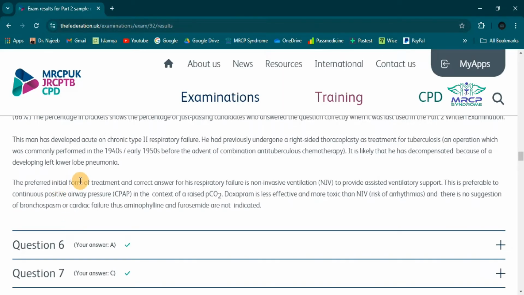The preferred initial form of treatment and correct answer for his respiratory failure is non-invasive ventilation to provide assisted ventilatory support. This is preferable to CPAP in the context of a raised PCO2. Doxapram is less effective and more toxic than NIV due to the risk of arrhythmia. There is no suggestion of bronchospasm or cardiac failure, so aminophylline and furosemide are not indicated.